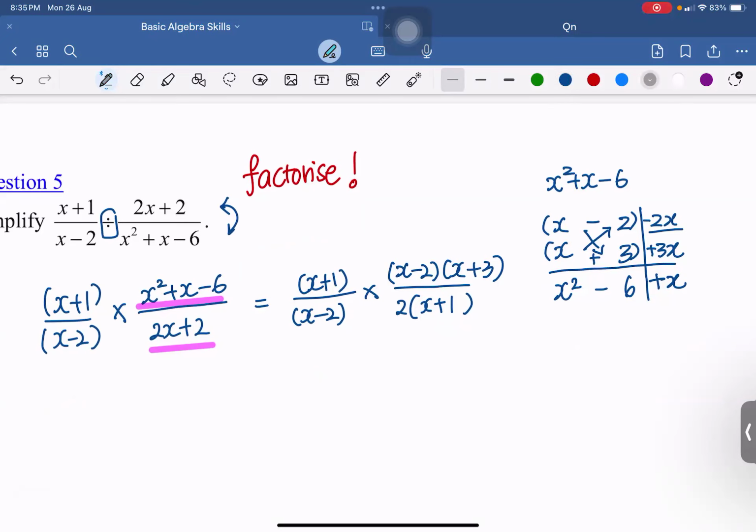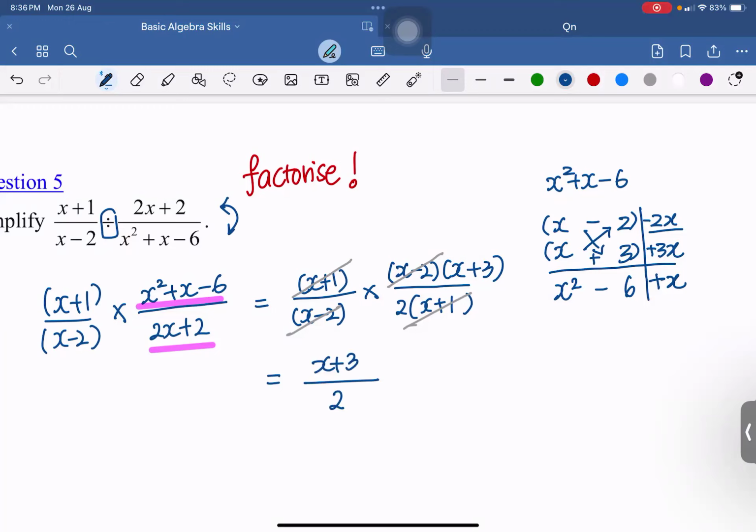So now when we have all the brackets, I can start to do your favorite action, cancellation. Which one can cancel out, top and bottom? X minus 2 and x plus 1. X minus 2 gone, x plus 1 gone. What am I left with? X plus 3 and the number 2.